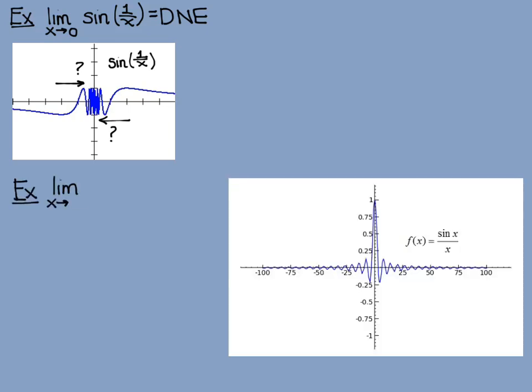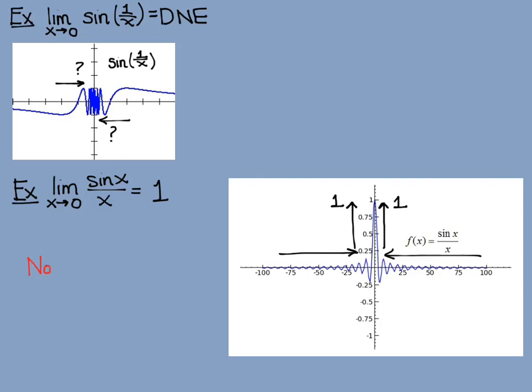Notice that not all oscillations are bad. The limit as x goes to 0 of sine of x over x looks like the following function. And notice here that as x goes to 0, y goes to 1. And that happens on both sides. If we approach 0 from above and below, the y value is going to 1. So in this case, the limit as x goes to 0 of sine x over x equals 1. So not all oscillations are bad, only when it oscillates so fast that we can't tell what the y value is.